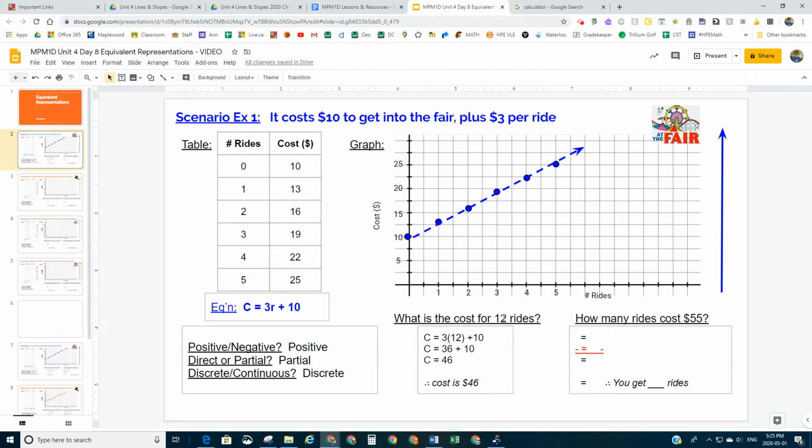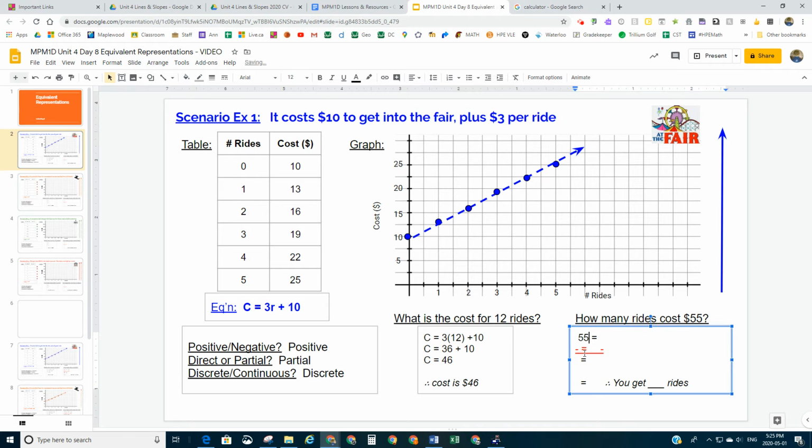All right, so the cost is $46. Now, the next question is the opposite one. If I give you a certain amount of money, how many rides can you get for that money? We're still going to use this equation, but this time we don't know the r, we know the c. So you're going to start by putting in 55 at the beginning. That's the cost. And we'll say 3r, because we don't know what r is, plus 10. This is coming right from the equation, but we're substituting in the cost now. Now, there's the 55 equals 3r plus 10.